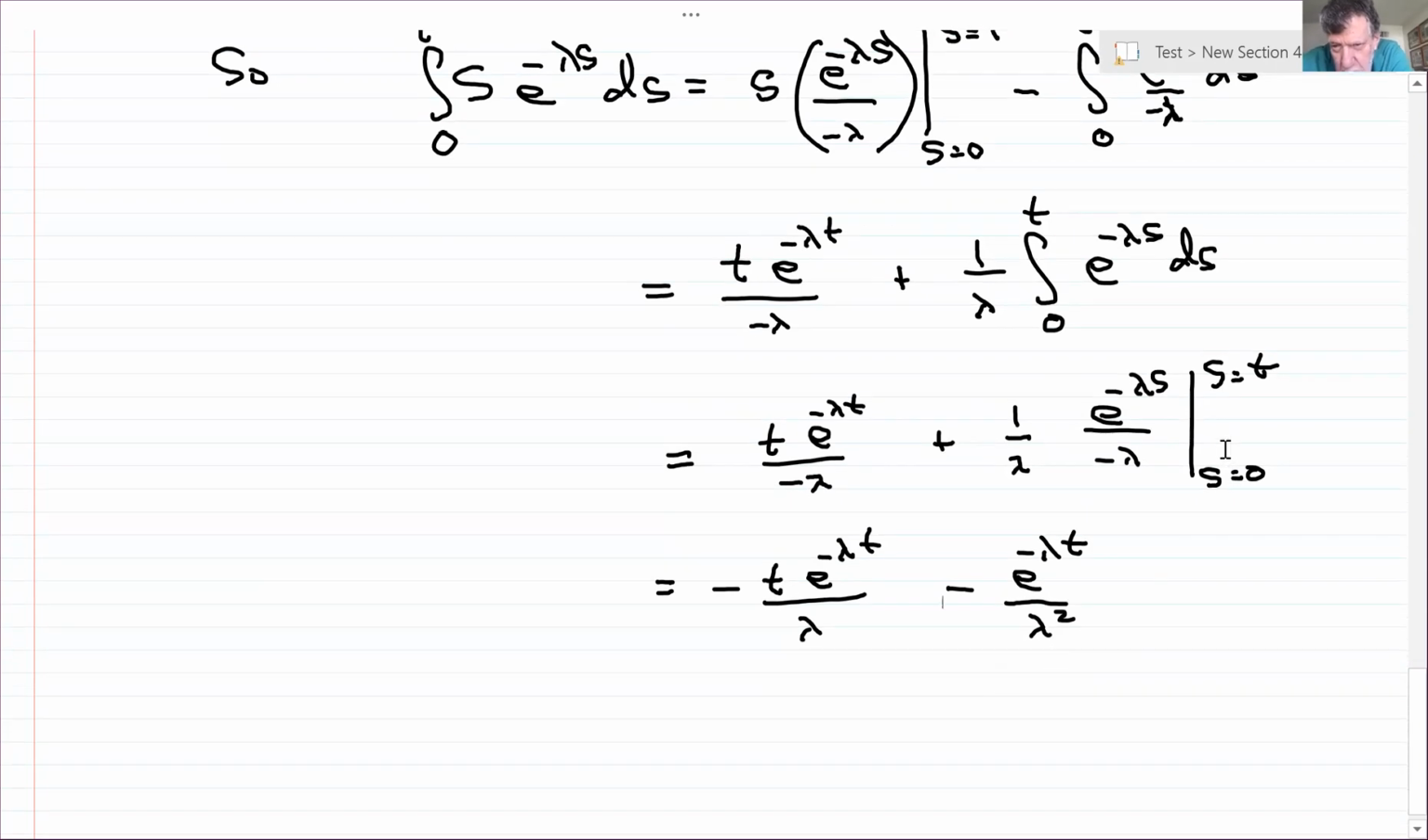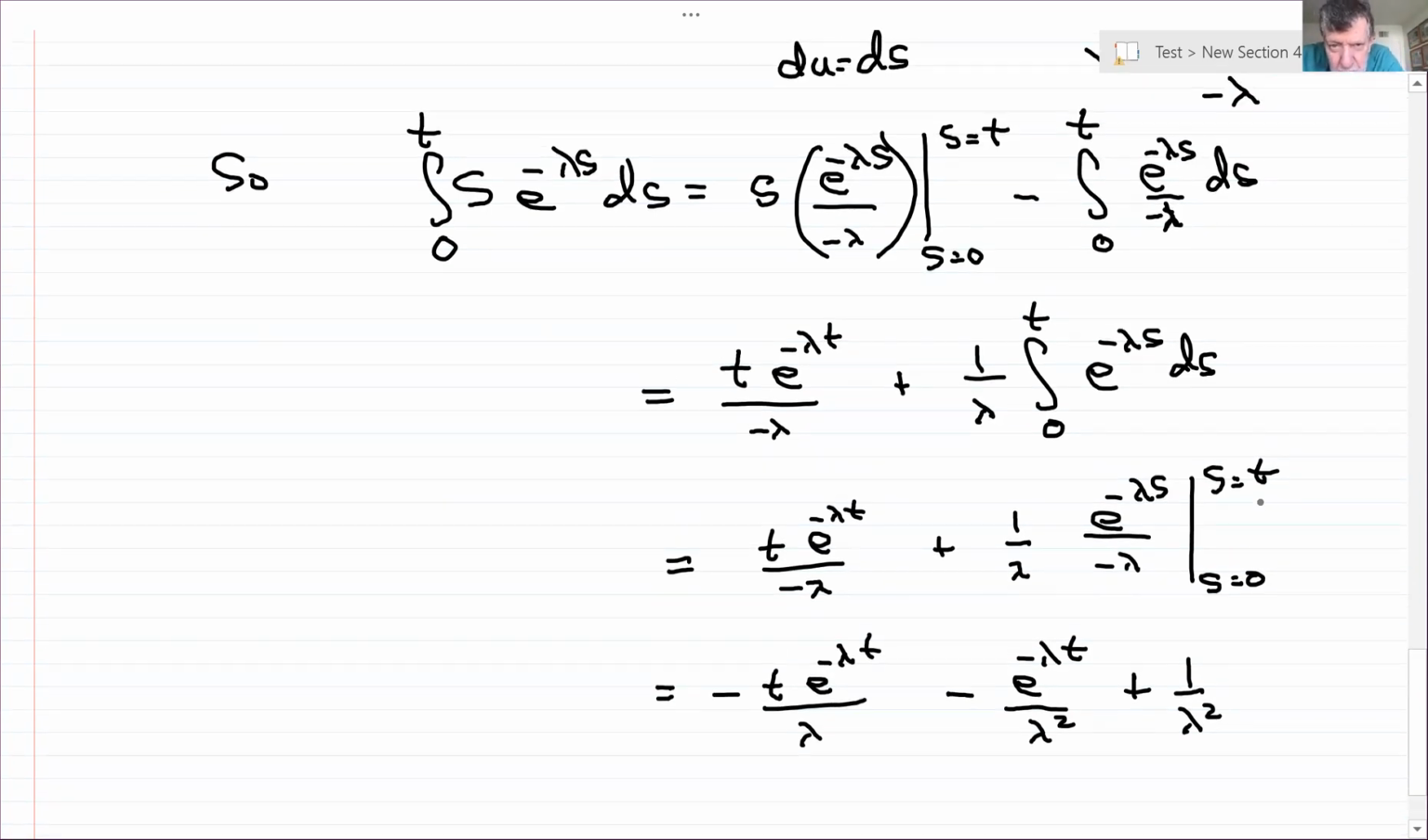Okay. So when you evaluate s equal t, you get this. And when you evaluate s equals 0, what do you get? When s equals 0, it's the lower limit, so you'll get a negative. So that'll take care of this minus lambda squared. But e to the 0 is 1. So it looks like just what? 1 over lambda squared? Okay. Let's see if I did this right. I think maybe I messed up, but I'm not sure.